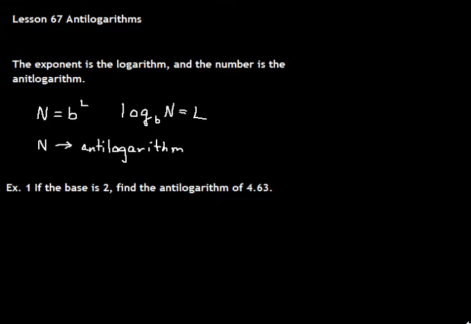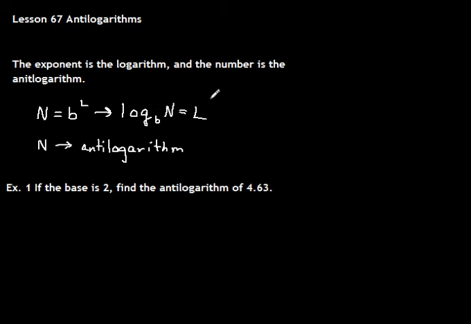Okay, lesson 67, anti-logarithms. This is a pretty simple lesson because we're going to do most of the work on the calculator. Now, keep in mind that when we talk about logarithms, we're talking about an exponent. The exponent is the logarithm, and the number is called the anti-logarithm. So remember how we would have this formula, n equals b to the L power? Well, L is the logarithm, n is the anti-logarithm. So this can be rewritten as log base b of n equals L.